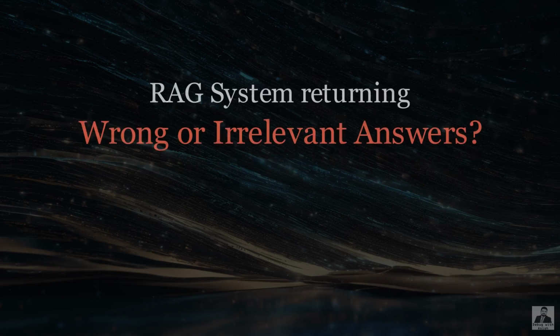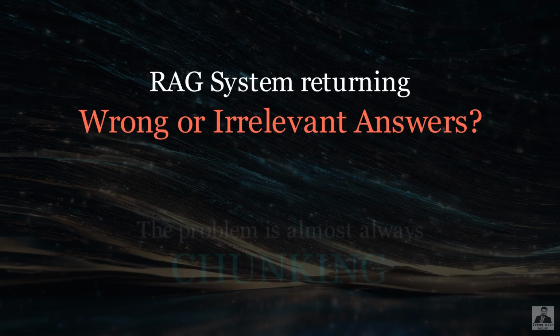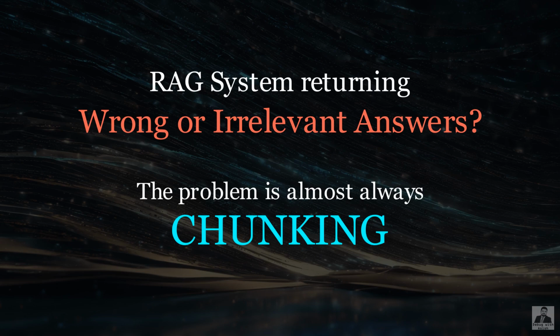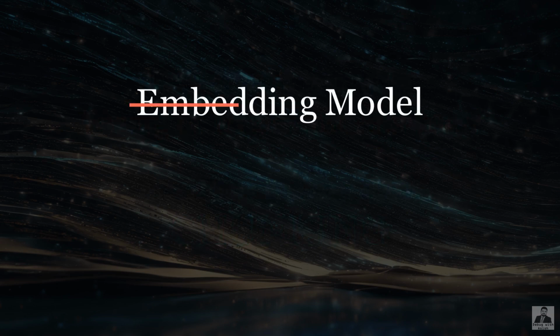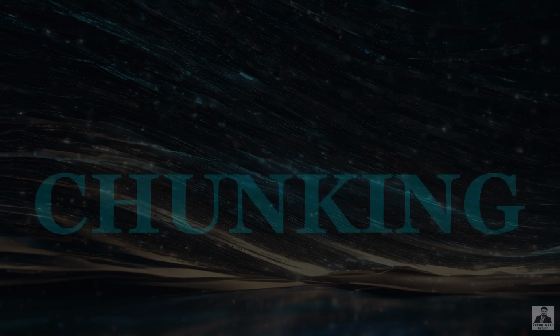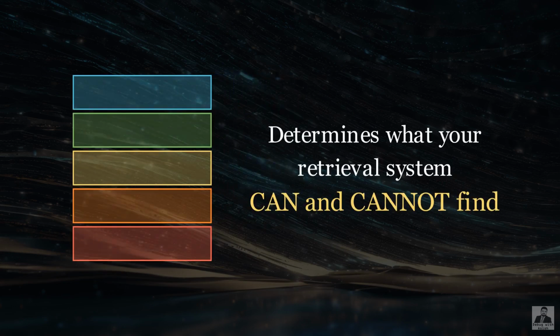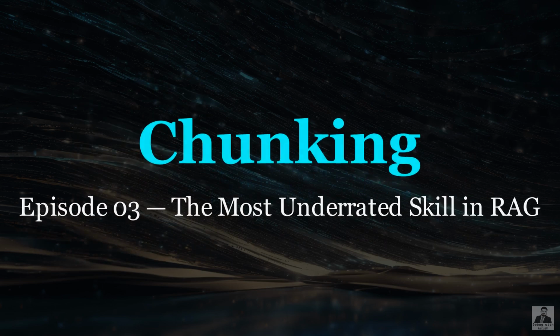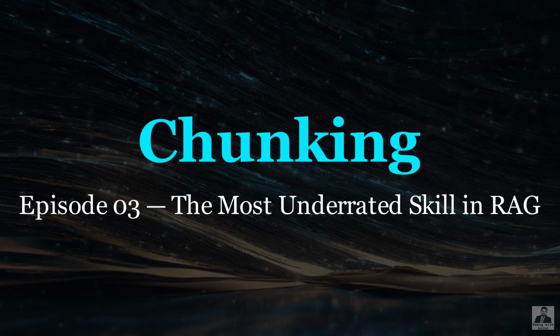If your RAG system is returning wrong or irrelevant answers, the problem is almost always chunking, not the embedding model, not the language model. Chunking. How you split your documents before storing them determines everything about what your retrieval system can and cannot find. In this episode, we go through every major strategy, line by line.